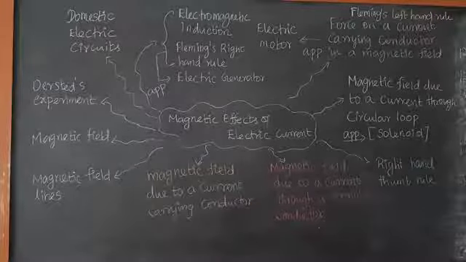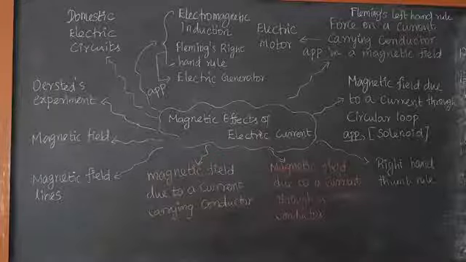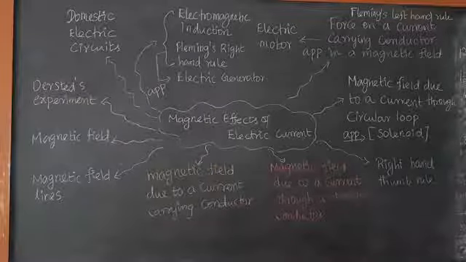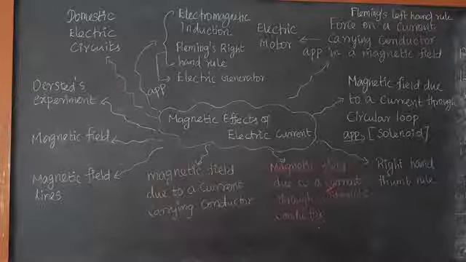So this outlook we can simply call a concept map. Today we will move on to Oersted's experiment and magnetic field lines. I hope you get some idea about this topic. Yes, thank you.